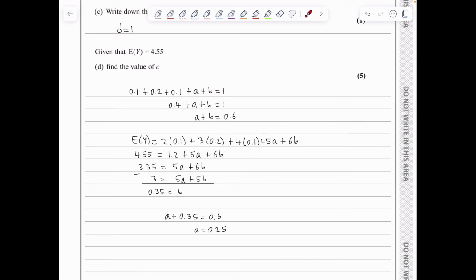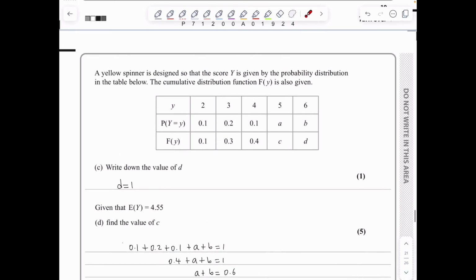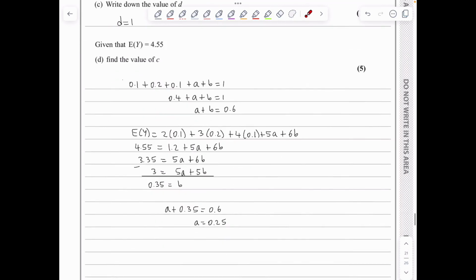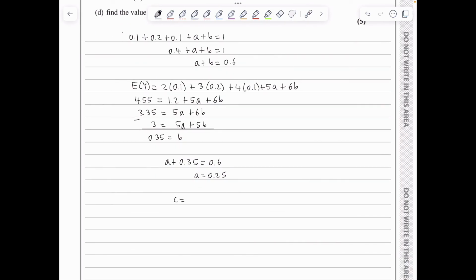Now that we've got the values of A and B, we can go back to the table here to find the value of C. Now C is the capital F of 5, which simply means the probability of Y less than or equal to 5, which is going to be the sum of the individual probabilities. So we've got that C is going to be the 0.1 plus the 0.2 plus the 0.1 plus the A. So it's going to be the 0.4 plus the 0.25, which turns out to be 0.65.